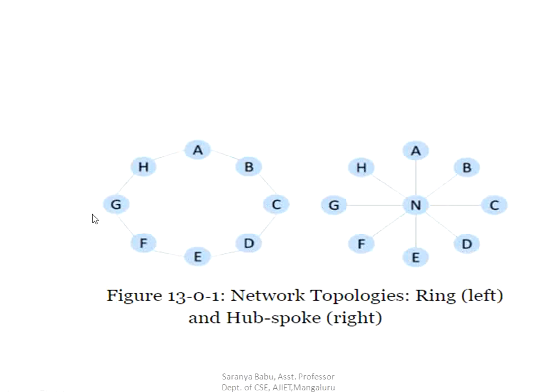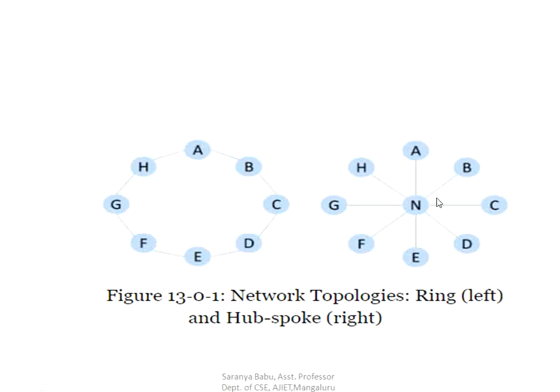Clear? So in the ring network, you take each node. I will take the node A. Tell me how many links are there from A to H and from A to B. So the importance of node A is 2. What about node H? Connection to A and connection to G. Importance is 2. So every node in this network has equal importance, only 2 links.